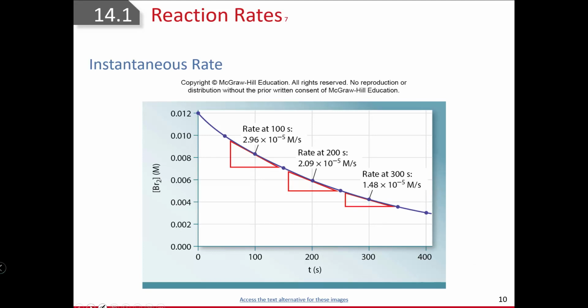So they do a much better job. You see the red triangles. If I do the rise over the run, the rise, which is the change in y values, divided by the change in x values, that equals the slope at that particular point, and that is the instantaneous rate of reaction. So at 100 seconds, it's 2.96 times 10 to the negative fifth. As the curve flattens out, you notice this number decreases. The instantaneous rate does decrease.